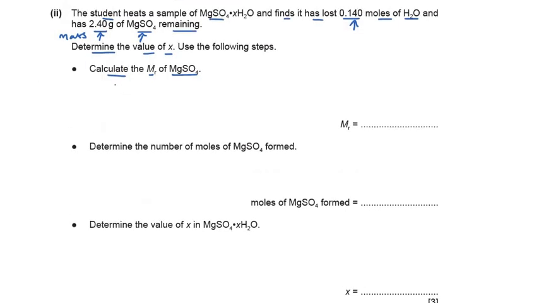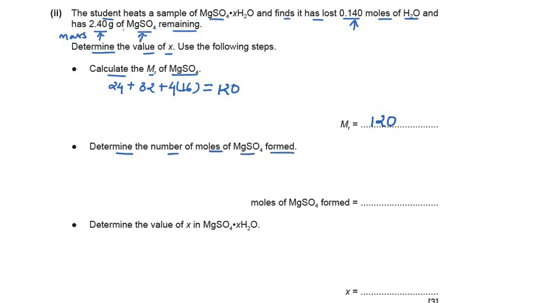So here is our question. Let's add up for magnesium sulfate. Magnesium is 24, sulfur is 32, and oxygen is 16, but that has to be multiplied by 4. Adding up all these values, we get the answer 120. So the molecular mass of magnesium sulfate is 120. Now the next part is to determine the number of moles of magnesium sulfate formed.